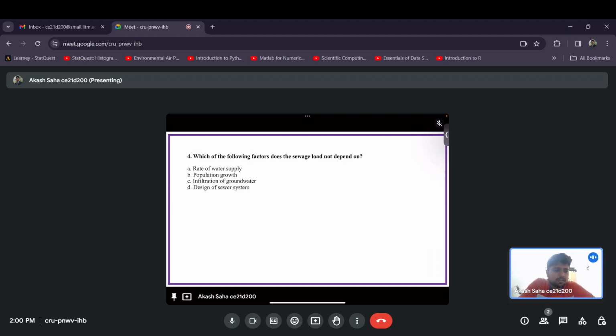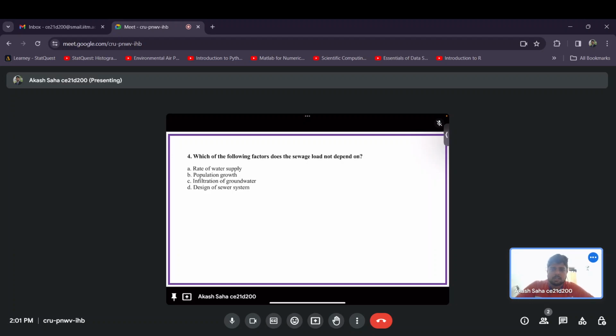But the design of the sewer system, will it be a factor for my sewage load? No, because we have to find out the sewage load and then design the sewer system accordingly. The sewage load doesn't depend on the design of the sewer system. Whatever be the load, we have to design accordingly.